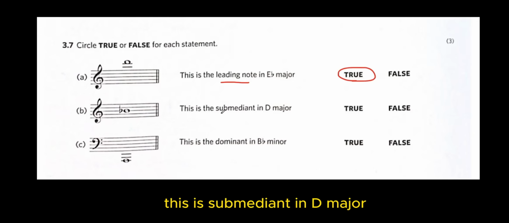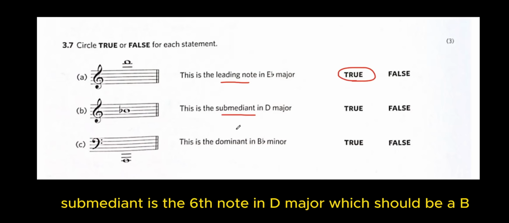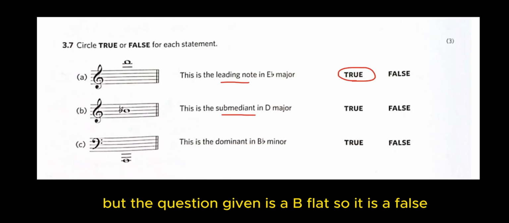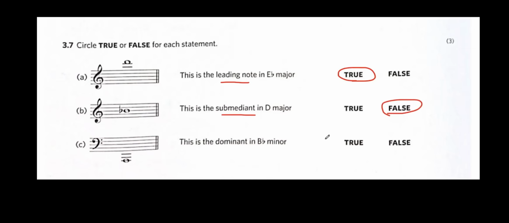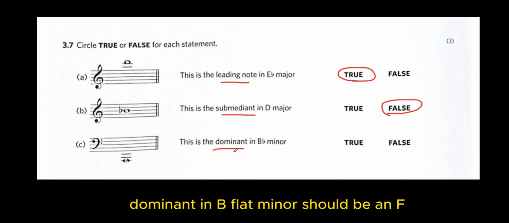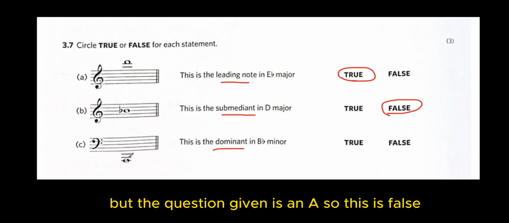This is submedian in D major. Submedian is the 6th note in D major, which should be a B. But the question given is a B flat, so it is false. Dominant in B flat minor. Dominant in B flat minor should be an F, but the question given is an A, so this is false.